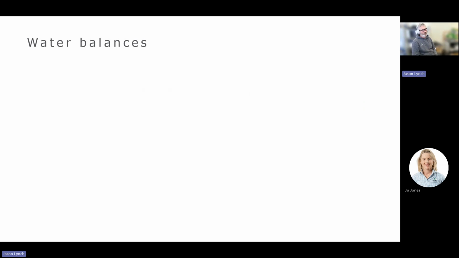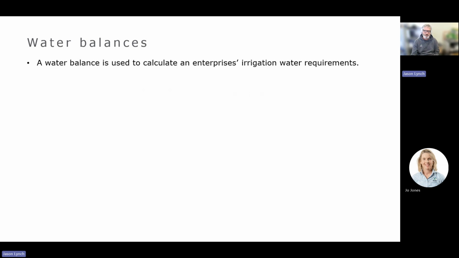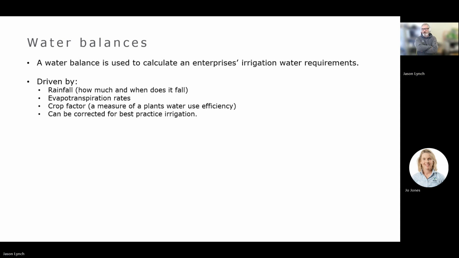So let's finish off by having a look at the concept of water balances. We use these to calculate, for an enterprise, a crop, pasture, vines, potatoes, whichever we want to look at, what the irrigation water requirements are.